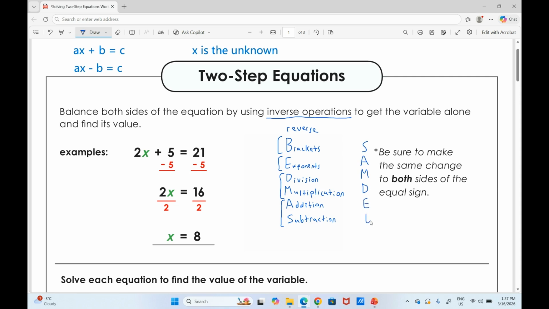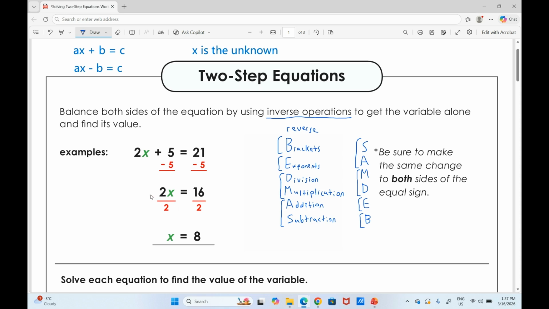SAMDEB would be reverse BEDMAS, in which we undo subtraction and addition first, then undo multiplication and division, then undo anything inside of an exponent, then undo anything inside of a bracket. So for example here, I have 2 multiplied by x, and I'm adding 5 as well. Since we're going in reverse order of operations, I want to undo my subtraction and/or addition first. Since I'm adding 5, I take away 5. But what I do to one side, I do to the other side of the equation, so I take away 5 from both sides. Now 5 minus 5 is 0, so I just have 2x left, and 21 minus 5 is 16, so I have 2x equals 16.